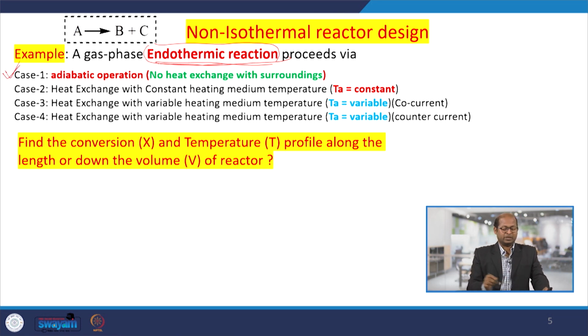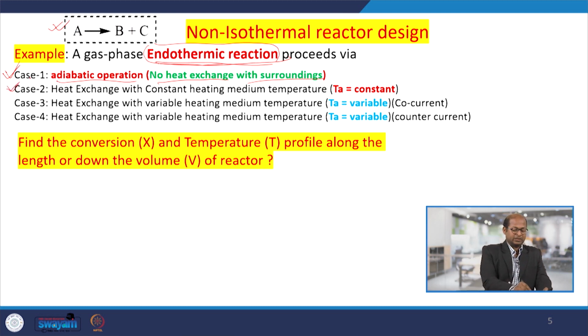That is case 1, adiabatic operation. There is no heat exchange with the surroundings, meaning the inside of the reactor is insulated from the outside. So when these reactions are conducted inside the reactor, there is no heat in or heat out from the system. That is an adiabatic system. Under these conditions we will see what the temperature profile would be.